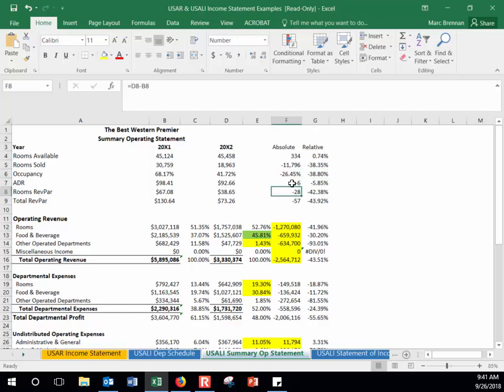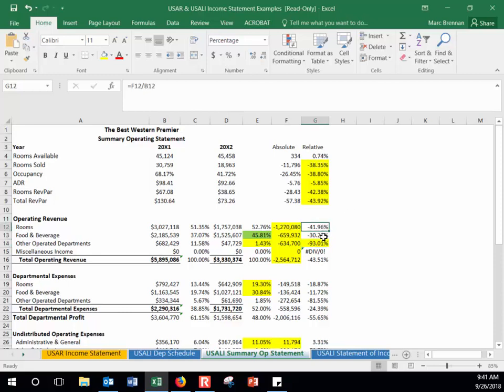Our ADR is down by, let's add a couple of decimals because these are below 1,000, almost $6 for our average daily rate. Rooms RevPAR, we're down by even more. Same thing for total RevPAR. This is just overall bad. There's just nothing good about this. When we get to our revenues, our total operating revenue went down by 43%. We can start to notice where that came from the most. So obviously my other operating departments did not help.